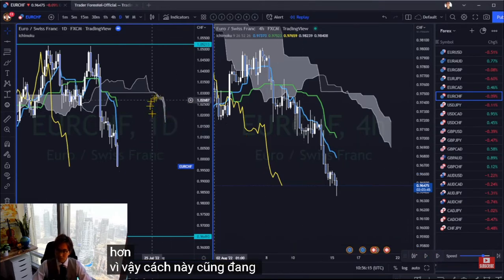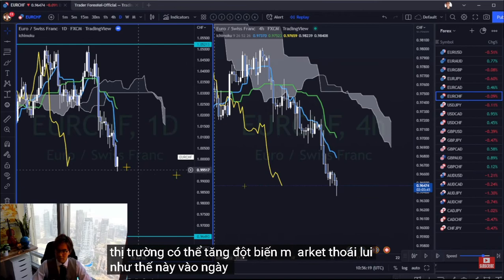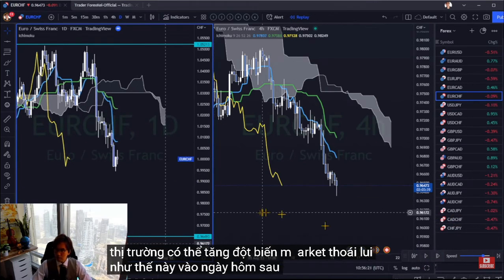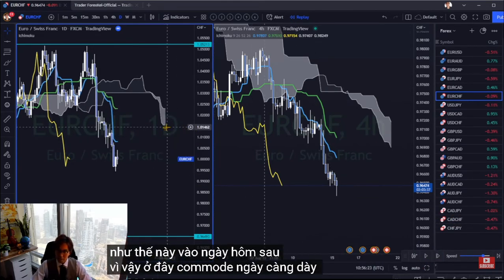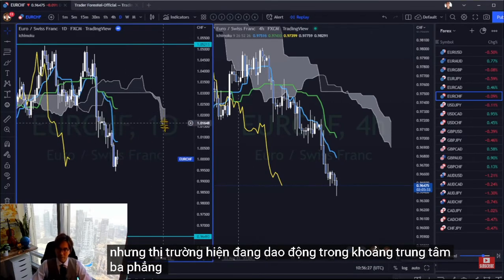So this was also a thin Kumo. So the market may spike, and the market retraces like this the next day. Here the Kumo is getting thicker, but the market is ranging now, and Senkou span B and A are flat.